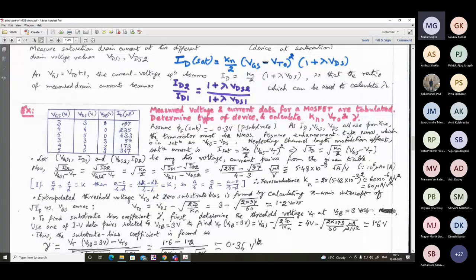Now we need to find the substrate bias coefficient gamma. First, determine the threshold voltage VT at VSB equal to 3 volt. Similarly as before, here we have calculated the zero bias threshold voltage. Now pay attention to the fifth row, where VGS equals 4 volt, VSB equals 3 volt, and ID equals 173 microampere. Then VT equals 4 minus root over 2 into 173 by 60, and the units are there.